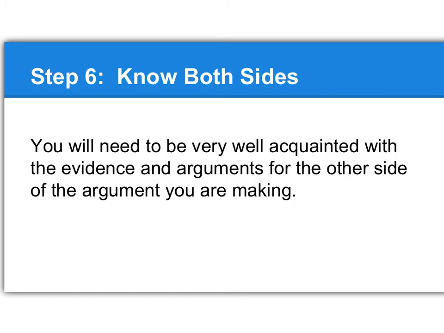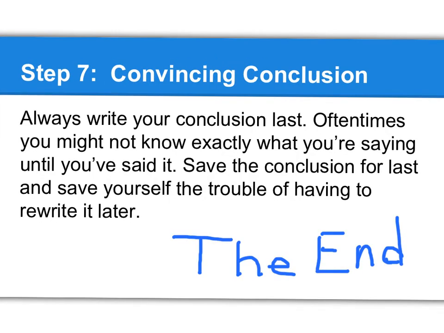For step number 6, you want to make sure that you know both sides of your argument so that you can have your claims and your counterclaims. You will need to be very well acquainted with the evidence and arguments for the other side of the argument you are making. For step number 7, a convincing conclusion.